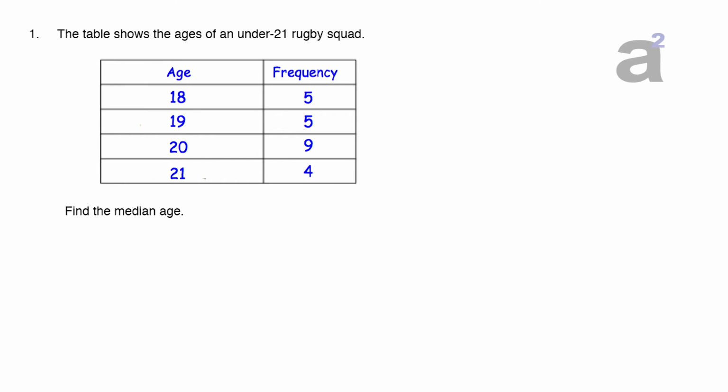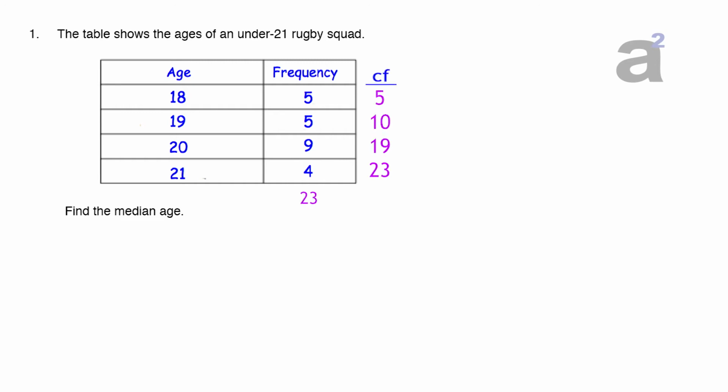Now how to find the median? We already studied how to find the mean. Now we are studying the median. In usual cases, we list the numbers 18, 18, 18, 18 like this, up to 21 four times. Then we find the middle one. But we have an easy way. For that, we need to make one more column. That column is called cumulative frequency.